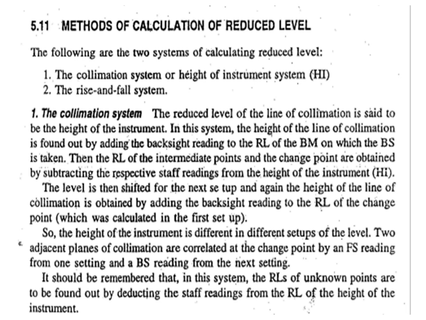The level is then shifted for the next setup, and again the height of line of collimation is obtained by adding backside to the RL of the change point, which was calculated in the first setup. So the height of instrument is different in different setups of the level. Two adjacent planes of collimation are correlated at the change point by an FS, that is foresight reading from one setting, and a BS reading from the next setting. It should be remembered that in this system the RLs of unknown points are to be found out by deducting the stop reading from the RL of height of instrument.